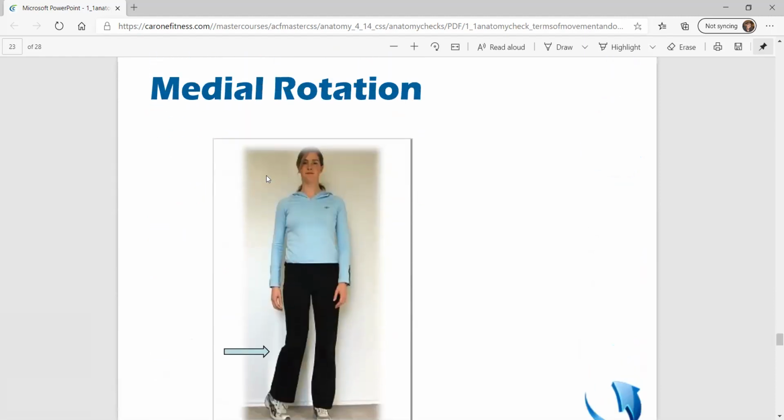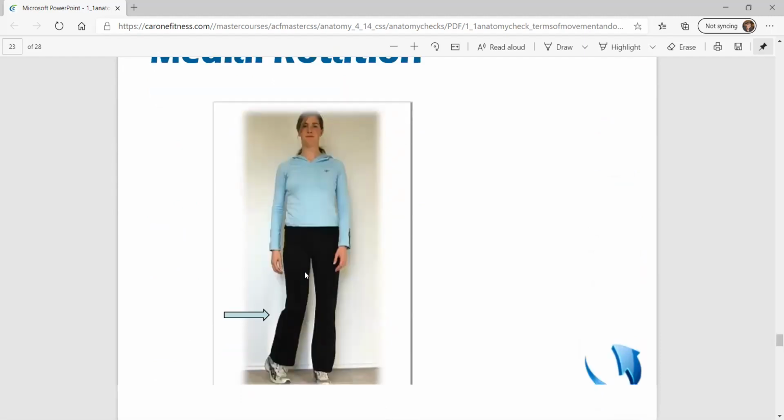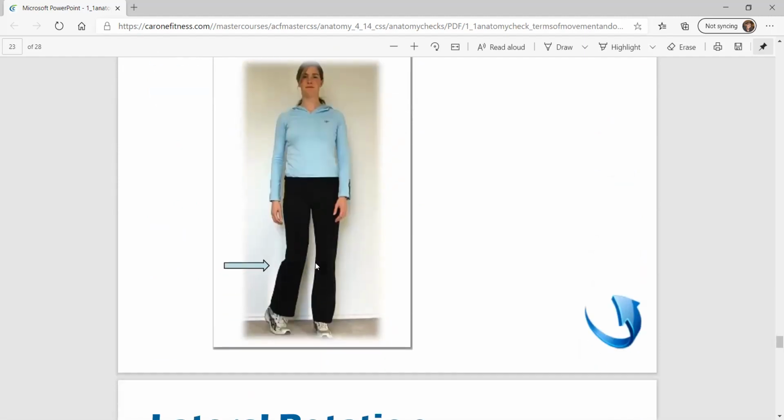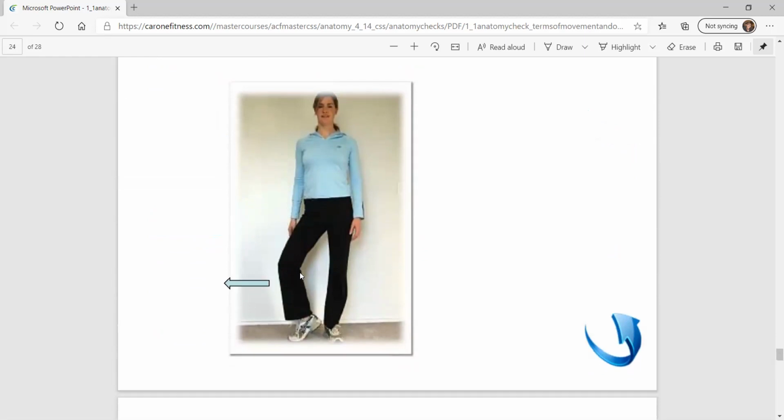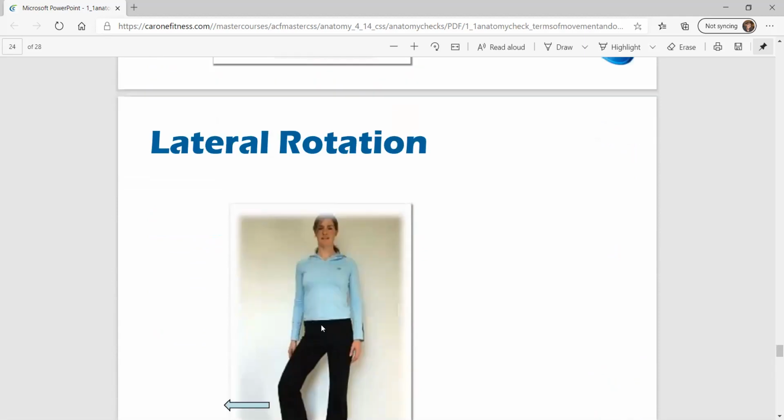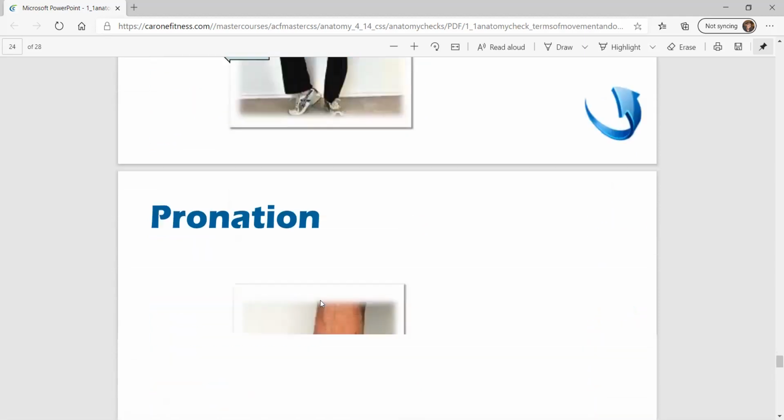Medial rotation, as when we're rotating towards the middle, the midline, medial. So this person is rotating her leg inward towards the middle of her body. That is medial. Lateral, she's moving her knee away from her. So we're rotating away from the middle of your body.